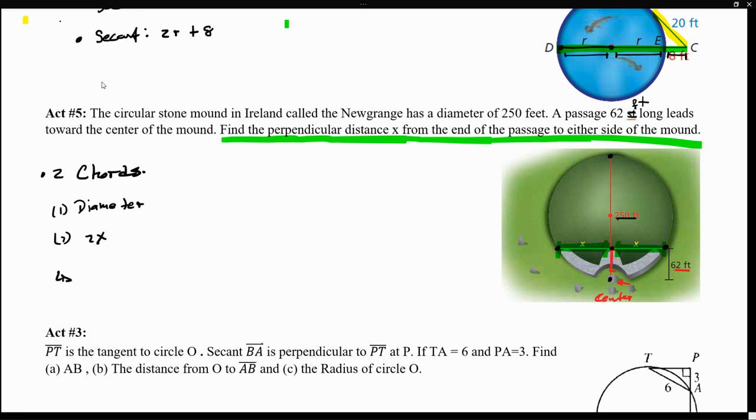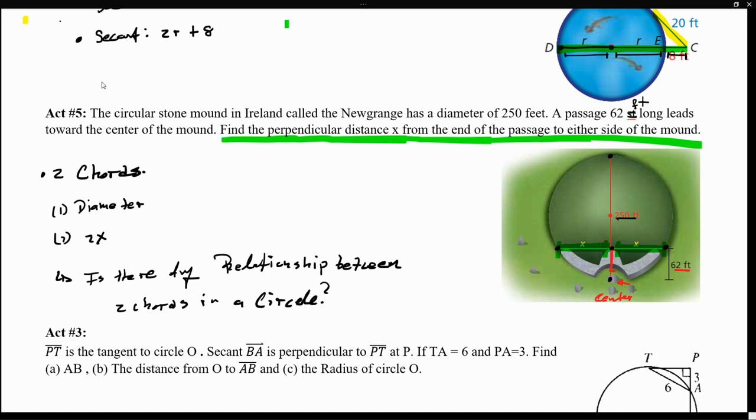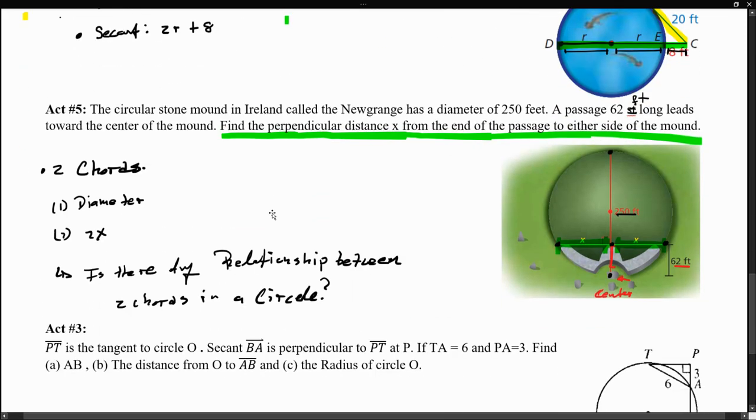Now, the way that you might want to think about this problem is, is there any relationship between two chords in a circle? Think about it. We have this big chord right here, and a second chord right here. Is there any relationship between those two chords?